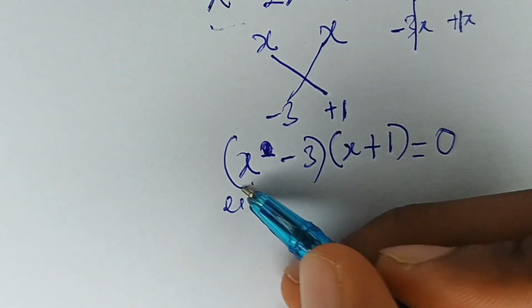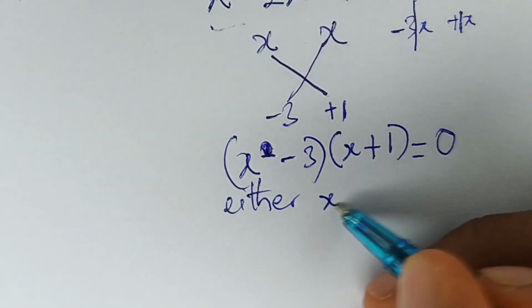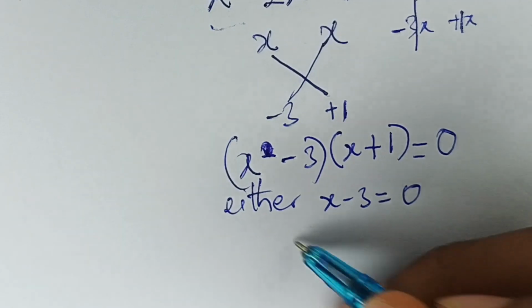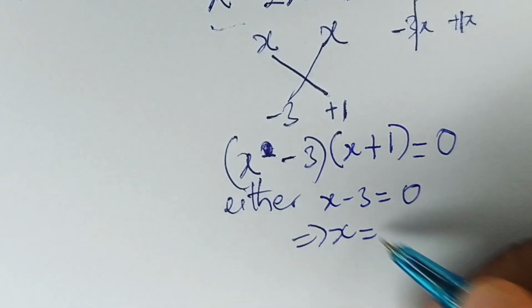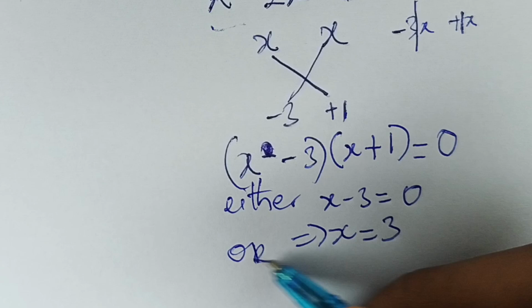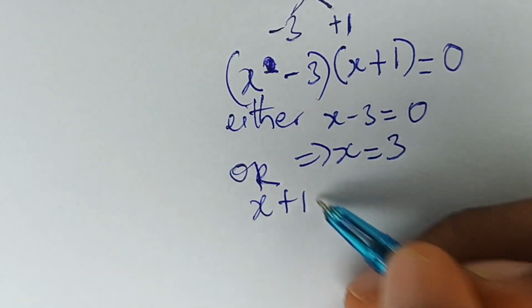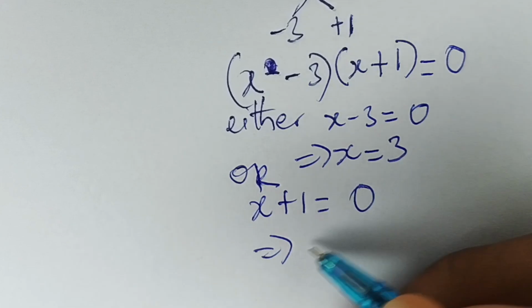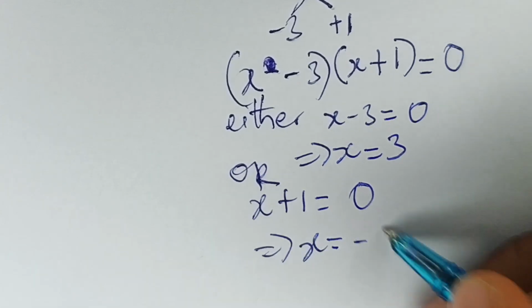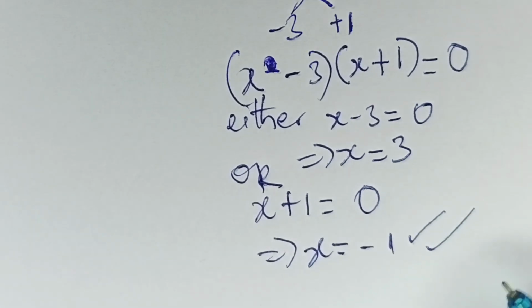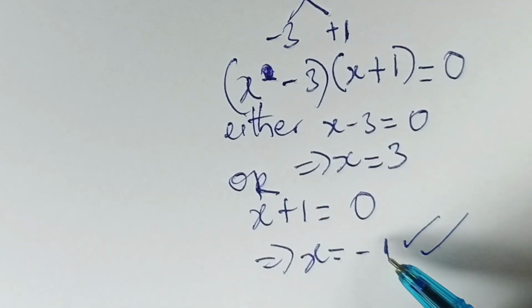So it's either x minus 3 is equal to 0, implying that x is equal to 3, or, okay, x plus 1 is equal to 0, implying that x is equal to minus 1. Okay, so it's either that x is equal to 3 or negative 1.